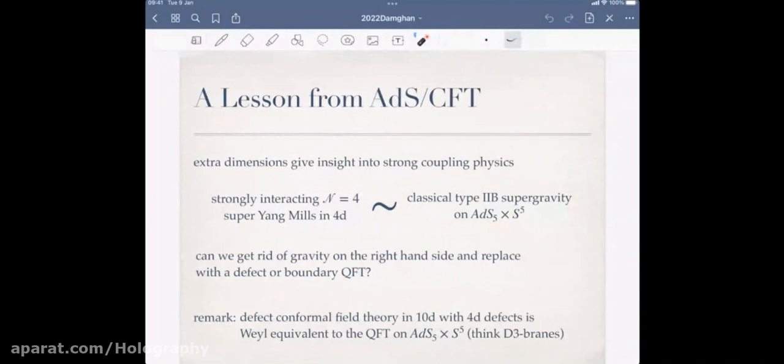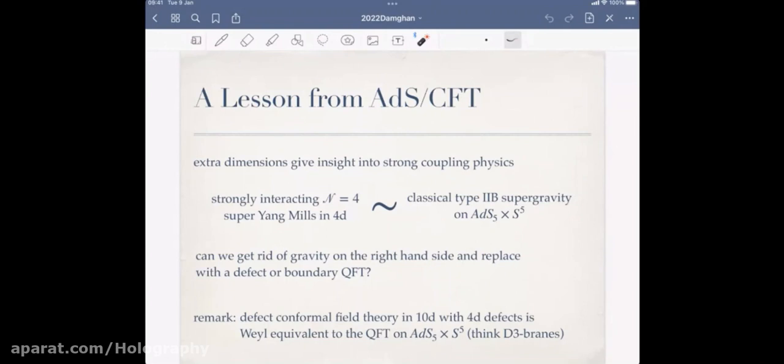And maybe one way of motivating what I'm doing here is the question: can you get rid of gravity on the right-hand side and just replace it with a defect or boundary quantum field theory? I know for some people in the audience, this is anathema. They love their black holes. Black holes, I admit, are really cool. When I do this, I'm giving up the black holes and just focusing on zero temperature physics, the probe limit of AdS/CFT, if you will. But still, I think there's a lot that we can learn by thinking about AdS/CFT without gravity.